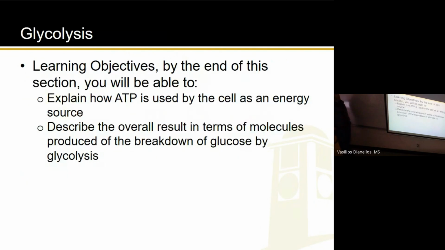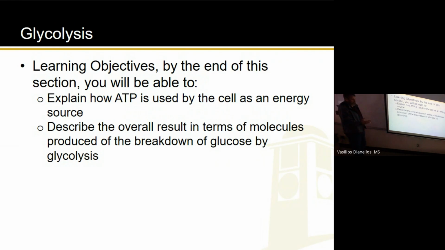By the end of this section, you should be able to explain how ATP is used by the cell as an energy source. That's actually very important, and that will be a test question. If anything, that's the one thing you should remember for this whole exam 2. That's the biggest piece of information you should know: that cells use ATP as energy, right? If you forget everything else, at least remember that.